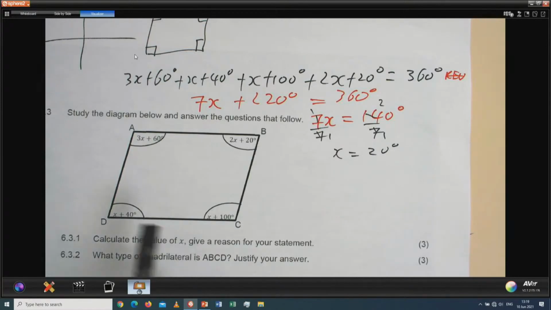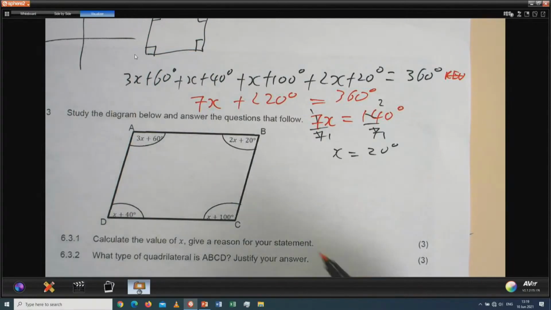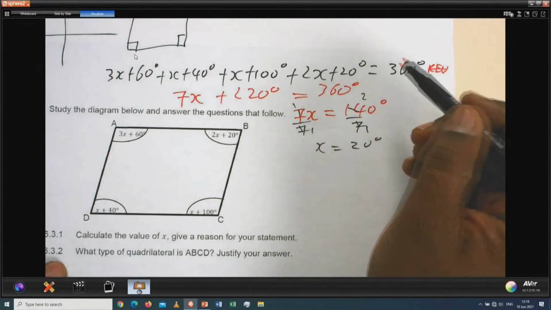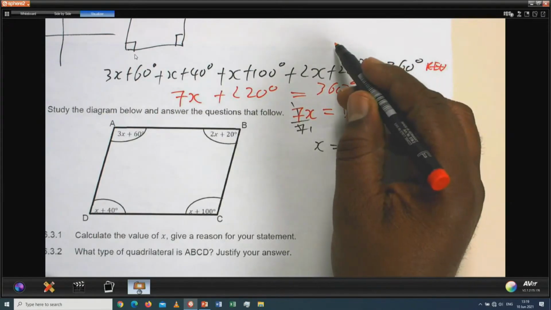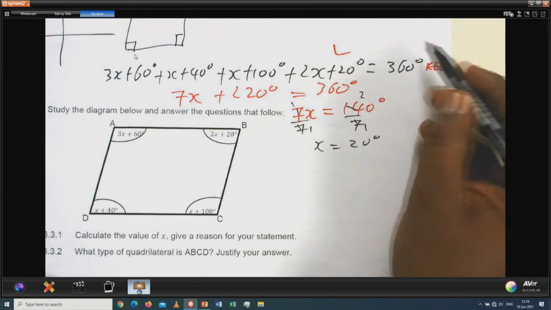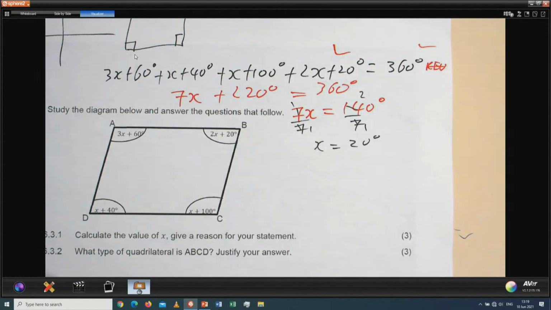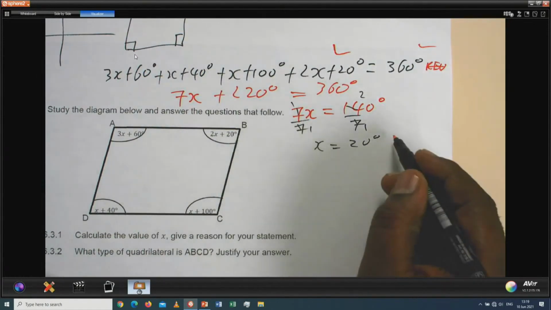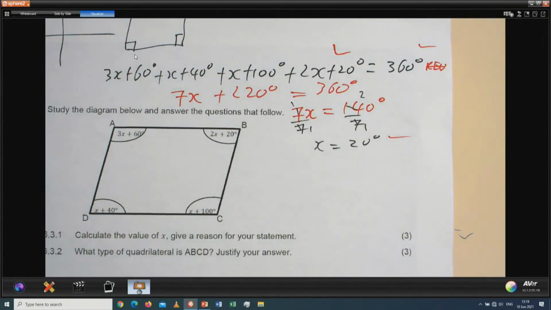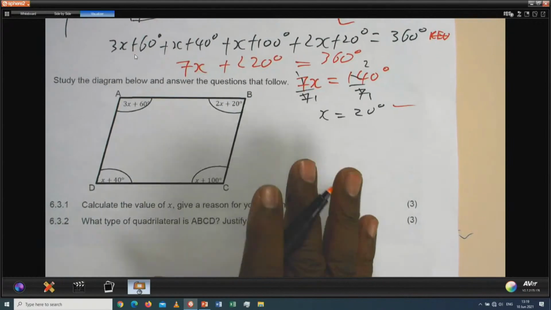Don't assume this is a parallelogram. You have to show, you have to prove. Now we are sorted with the first part. What do we see? They've given us your statement and your reason. You'll get your 2 marks. Solving for x, you get the 3 marks. Right. Now, what type of quadrilateral is ABCD? Justify.